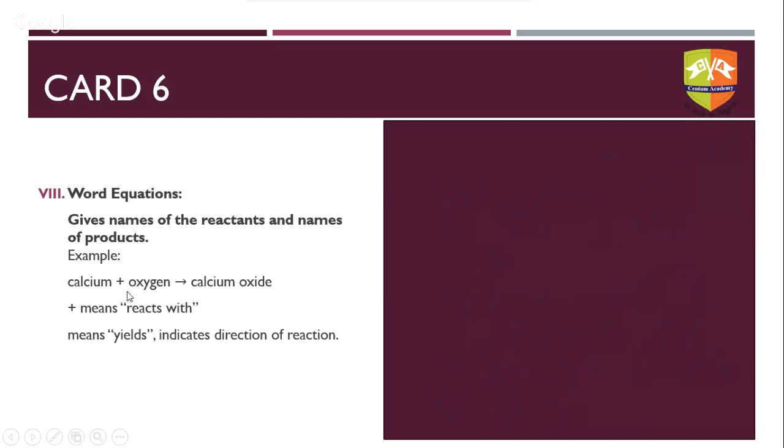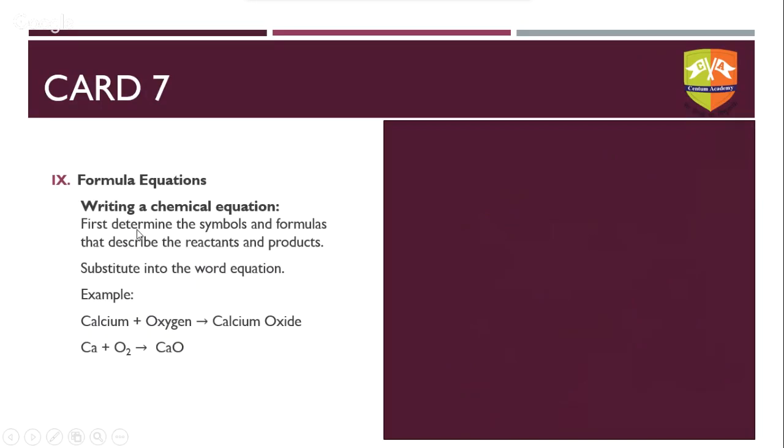So the plus sign here actually means it reacts with, whereas the arrow means that it yields, it produces. And it also shows the direction of the reaction. It means that it is going from the reactant side to the product side. So anything that is on the arrow side is your products, anything that's behind the arrow sign is actually your reactants. Now let's look at how we write a formula equation in much more detail.